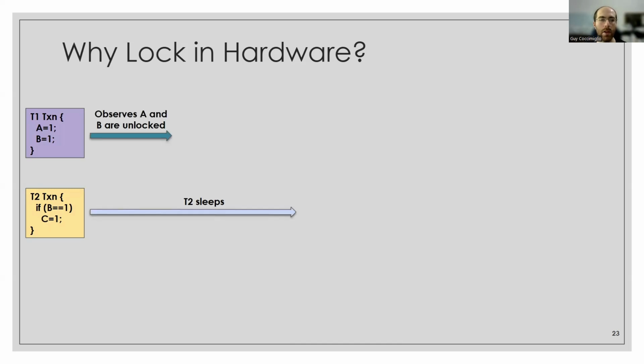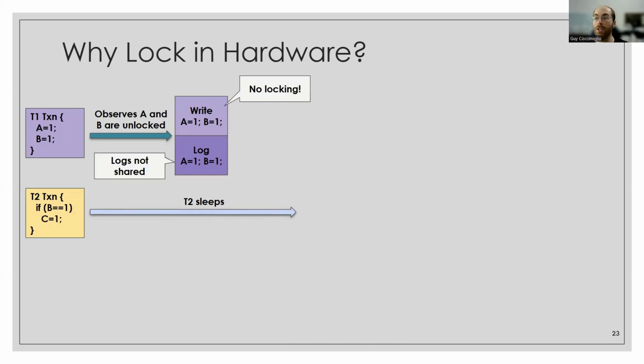It's going to observe A and B are unlocked, and then it's going to move forward with performing its writes, and it's going to set A equal to 1, B equal to 1, and it's also going to log these writes. We're going to assume an approach similar to Nv-Halt because we're in a persistent hybrid TM. Now here, there's no locking, and this write to the log is not a shared write. The logs are private, so that's important.